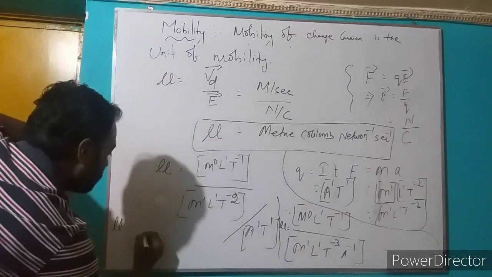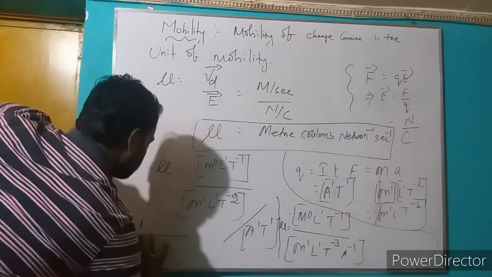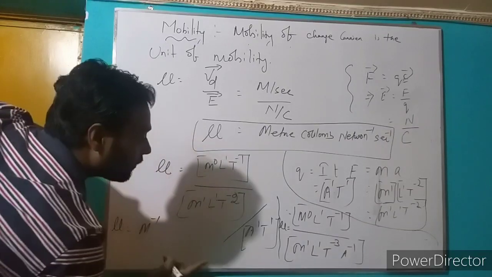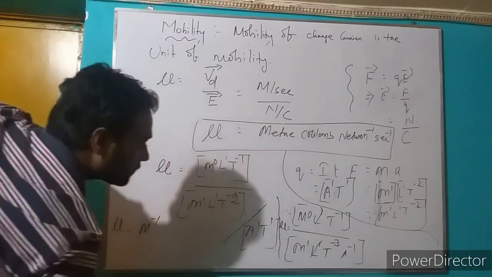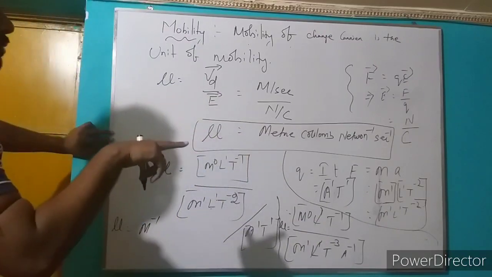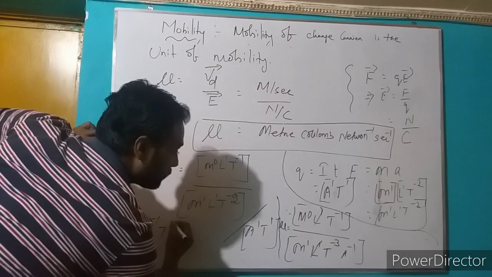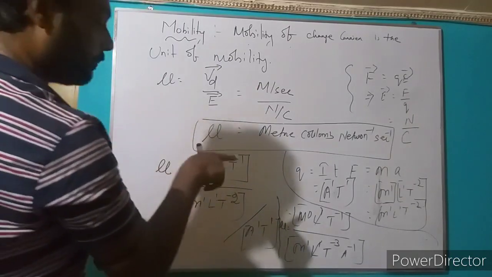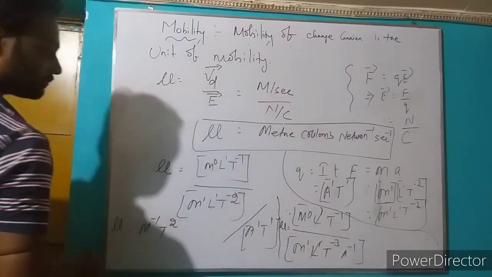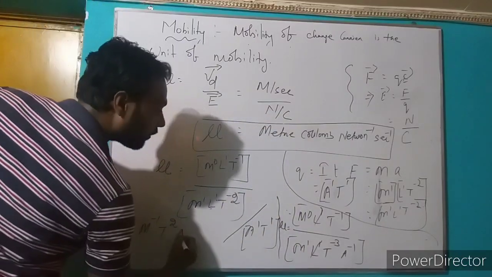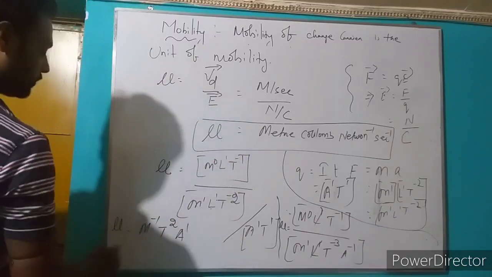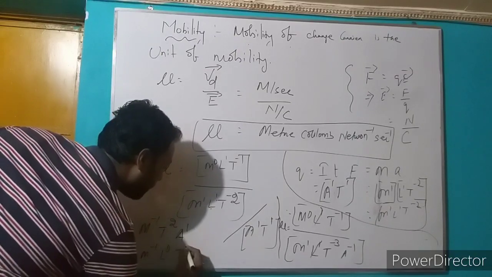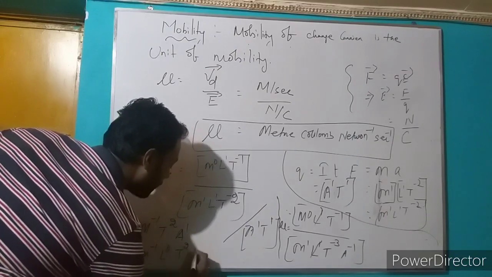So mu equals what? So M to the power minus 1, L1 cancels out, T to the power minus 3 goes to the numerator, then its value is T to the power 2, and A to the power 1. Okay, that means M minus 1 L0 T2 A1.